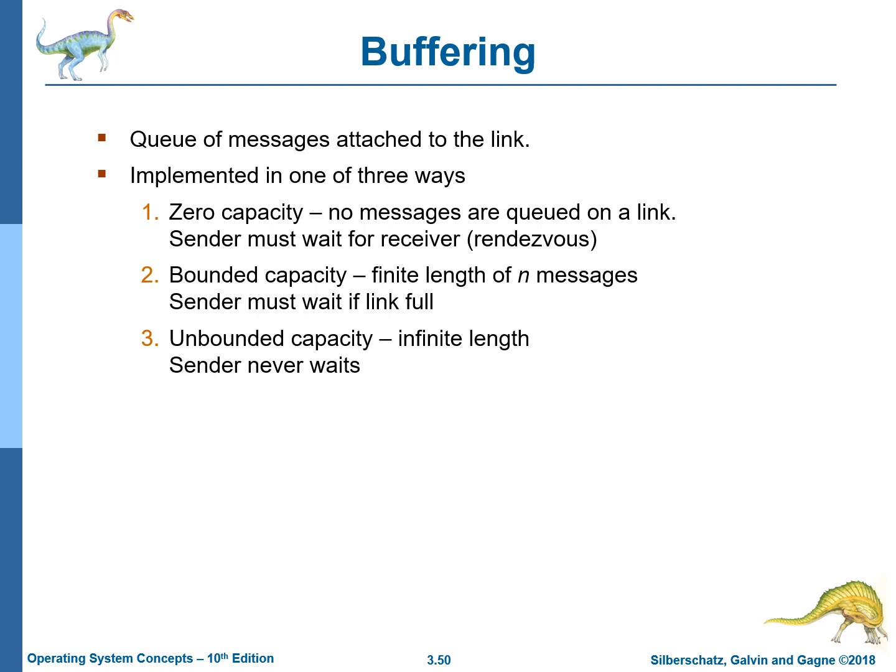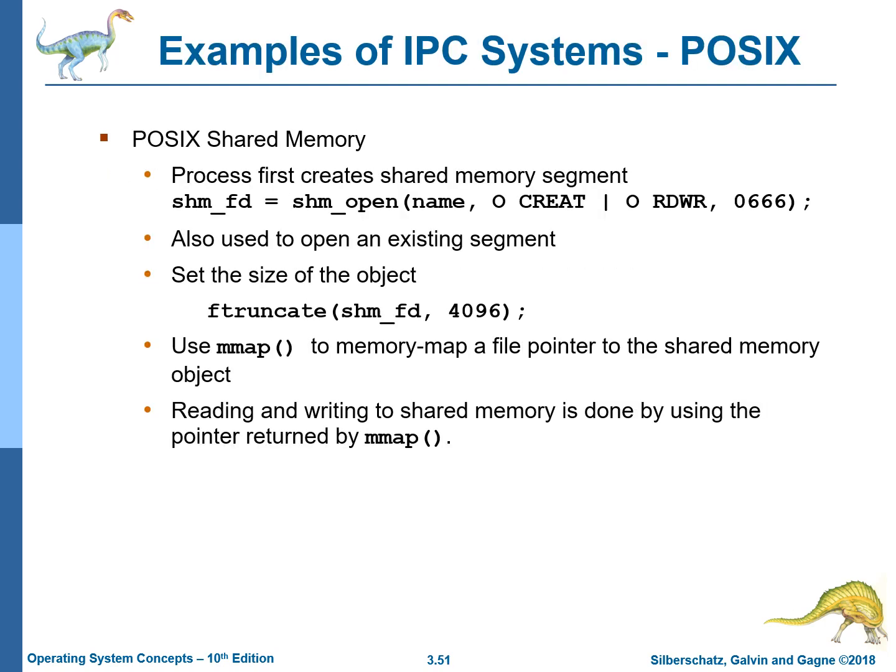Rendezvous. Bounded capacity: finite length of n messages. The sender must wait if the link is full. And unbounded capacity: infinite length. The sender never waits. Okay, so these are the examples of inter-process communication systems, POSIX.